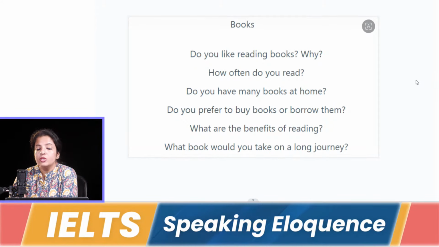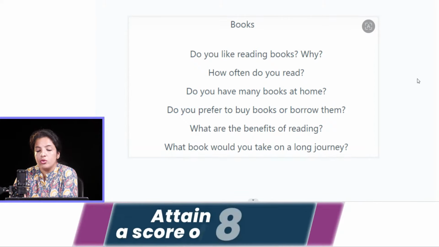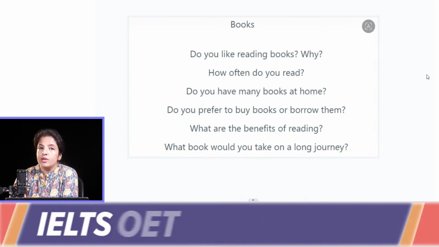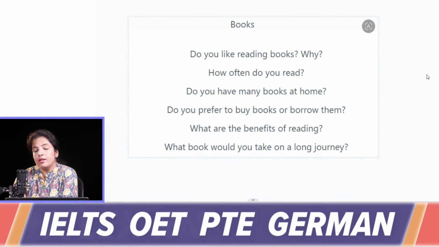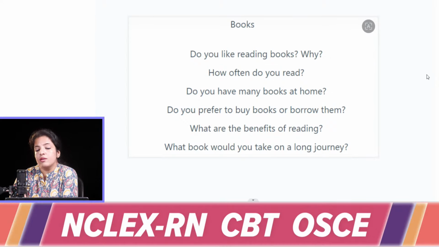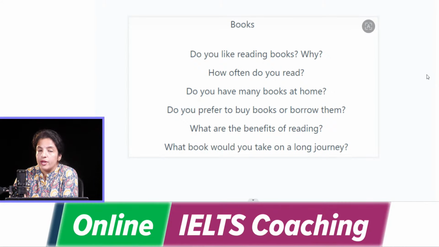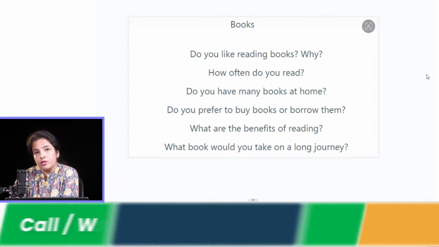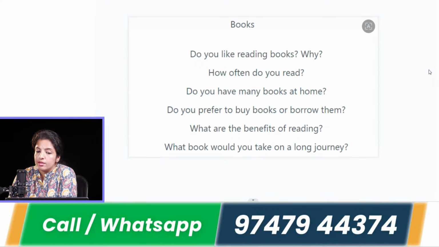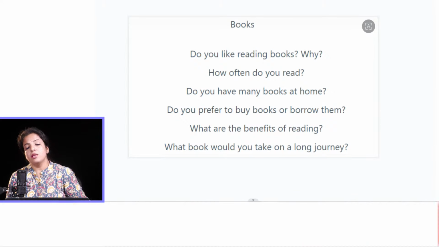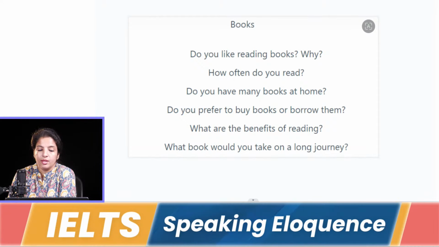Okay. Do you prefer to buy books or borrow them? Do you prefer to buy books or borrow them? Well, my answer would be it doesn't matter whether I buy books or borrow them. If I want a book, then I would find it either in a shop, or I would find it on Amazon Kindle, or I would go to the nearest library and get it. So sometimes I prefer to buy books if I want to keep that, and sometimes I would just borrow them.